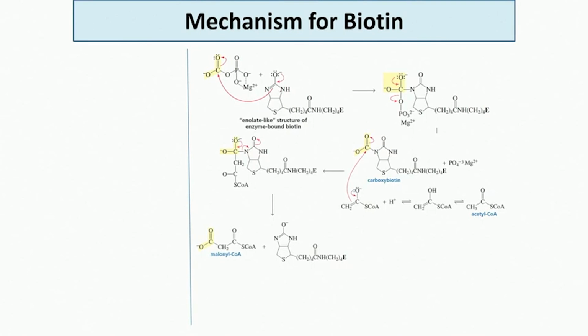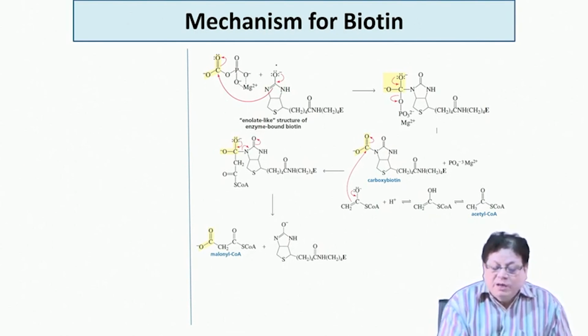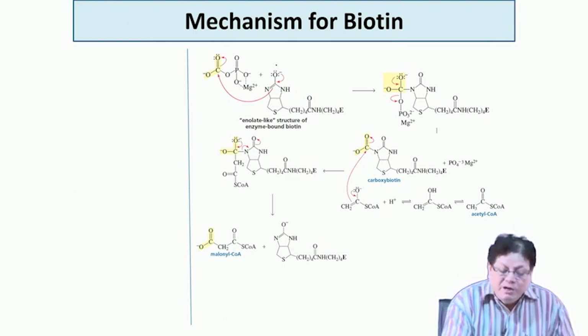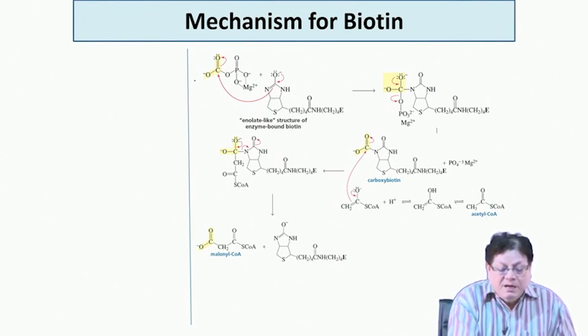Biotin has the NH and NH, but you can write the enolate form. Basically, if there is a base, the base can abstract the hydrogen and it goes to the enolate. And the enolate, when it comes back, remember you have this ATP.